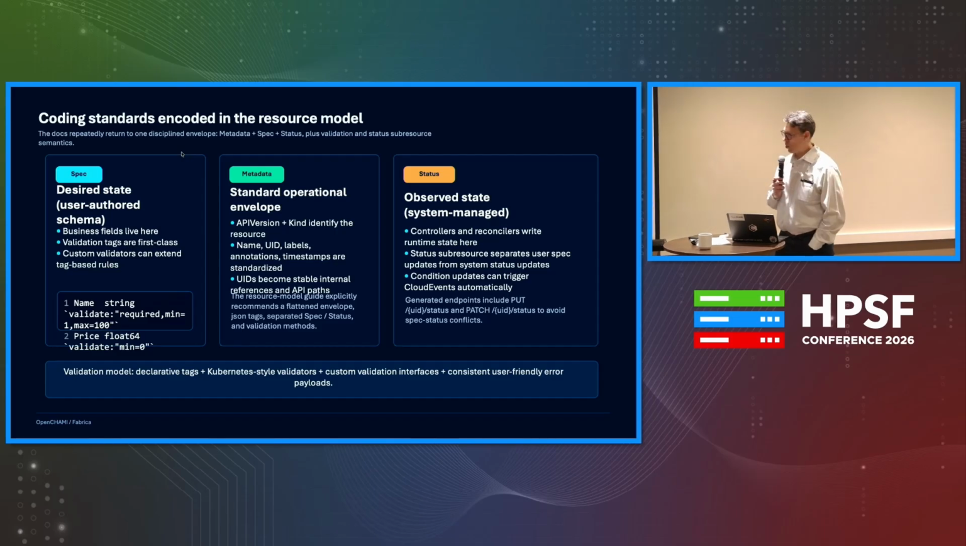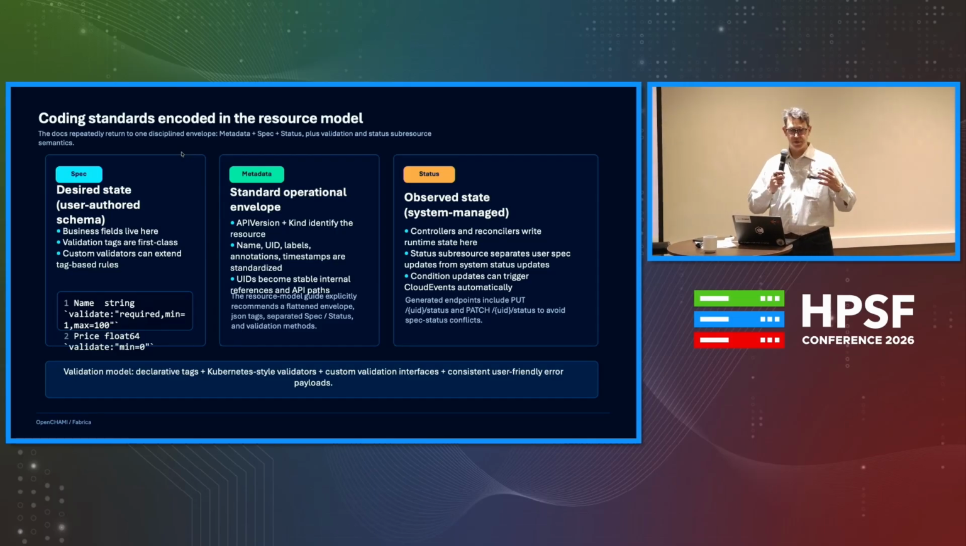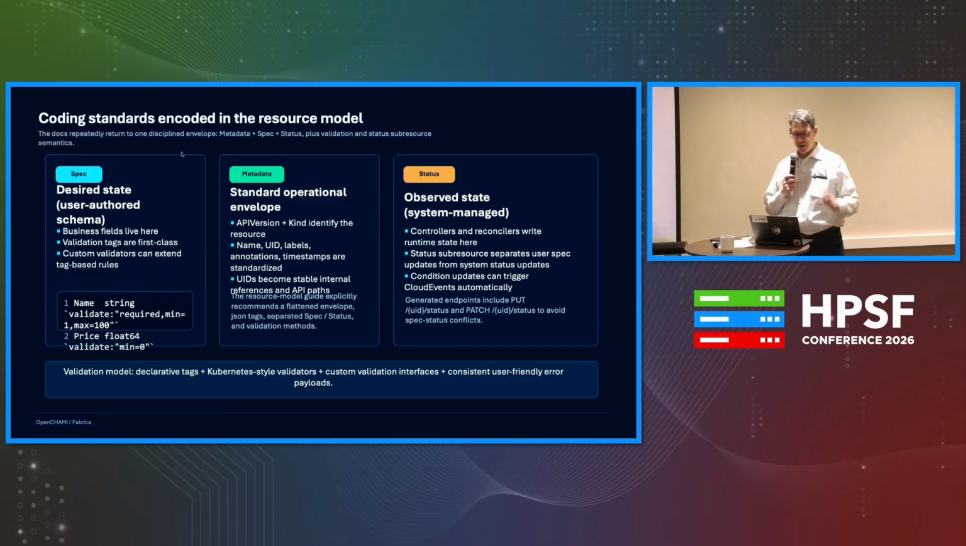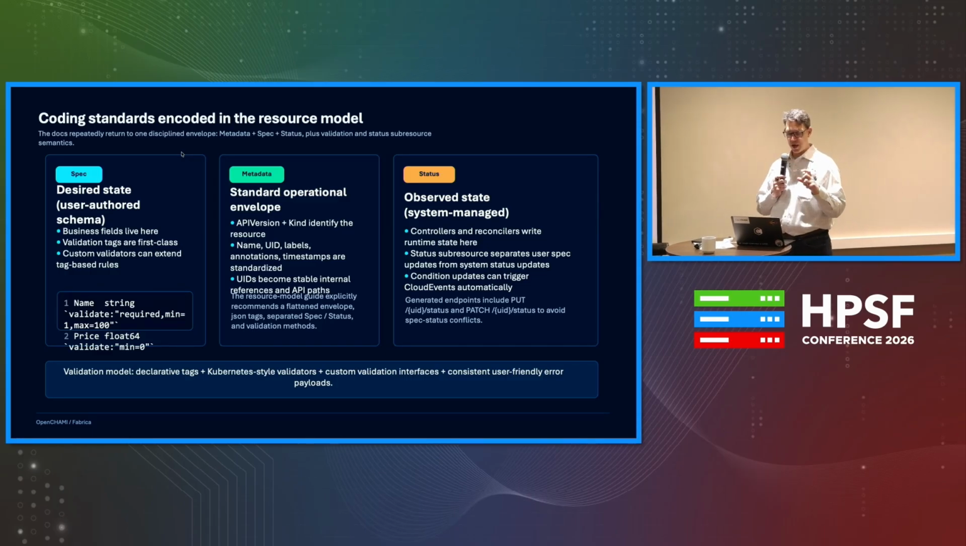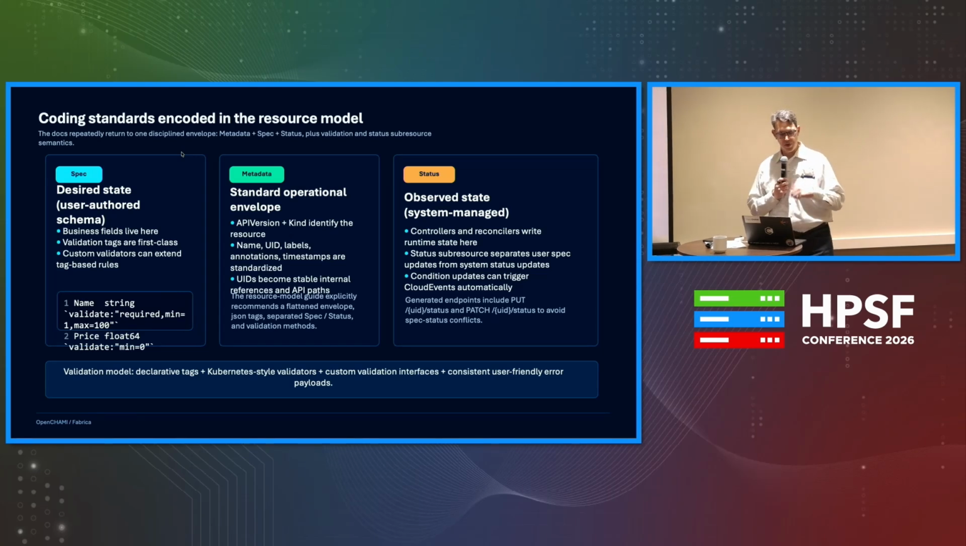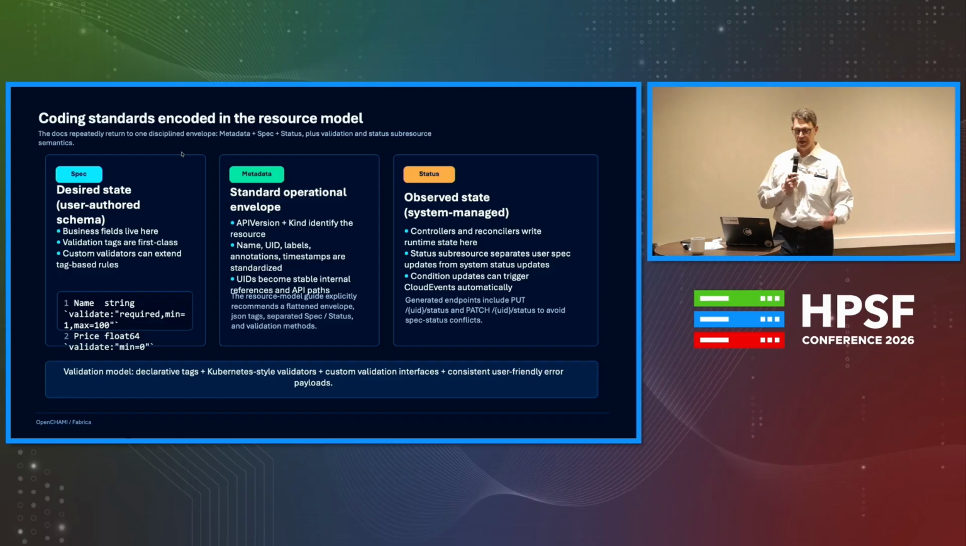So a little bit more about the structure of that object, the get struct or the Go struct that is going to be used here. The spec is the user-authored schema. What do I want this thing to be? This is where your business fields live. This is also where you say, I would like the state to look like this, and then it proceeds.